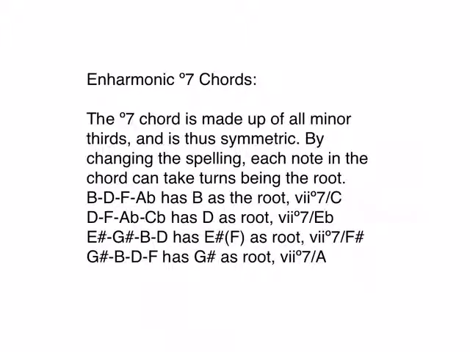Now let's look at enharmonic diminished seventh chords. The diminished seventh chord is made up of all minor thirds, and therefore it's symmetric. By changing the spelling, each note in the chord can take turns being the root. What I have over here, I will show you on a musical staff.